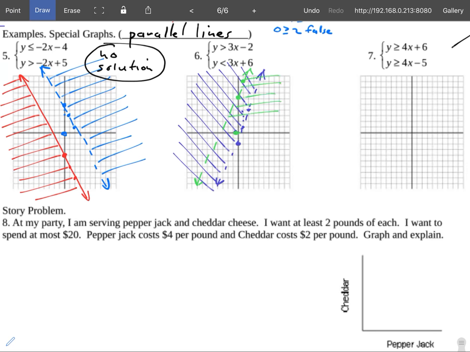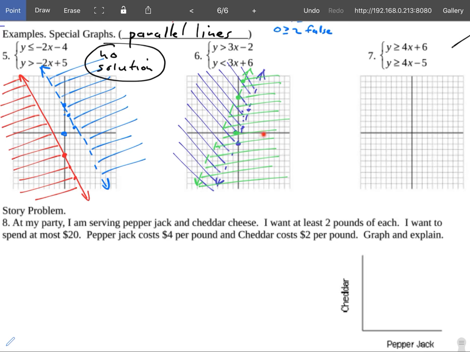So that's going to look like this. Okay, so hopefully you guys can see the solutions to this problem then are the double shaded part, so the part that's purple and green. And that is the part that's in between the two parallel lines. Do you guys see that?